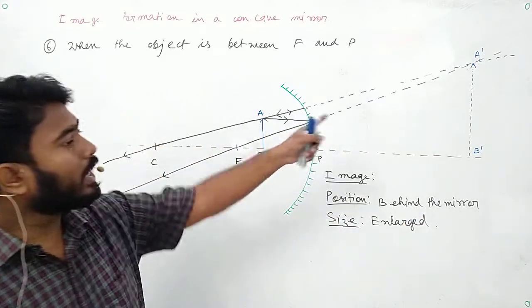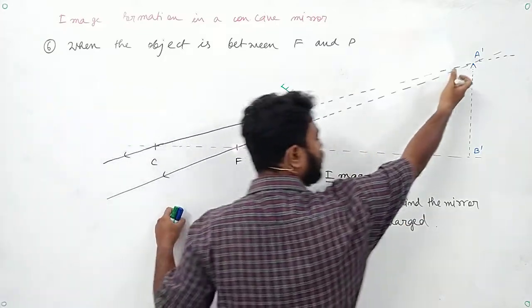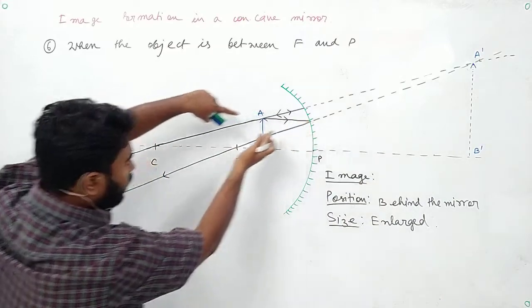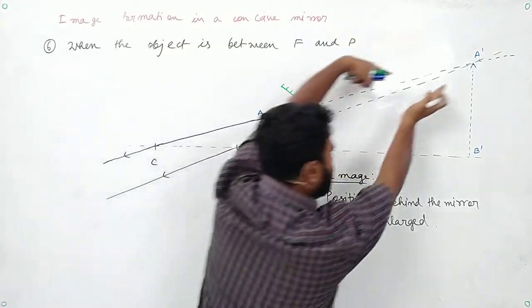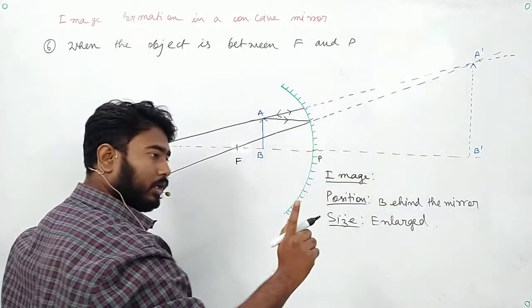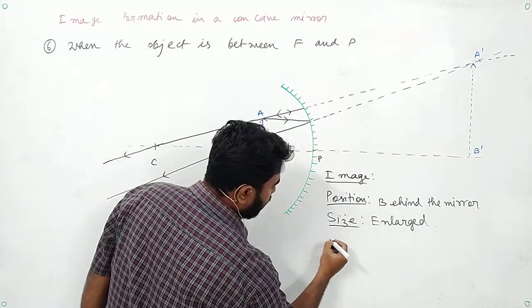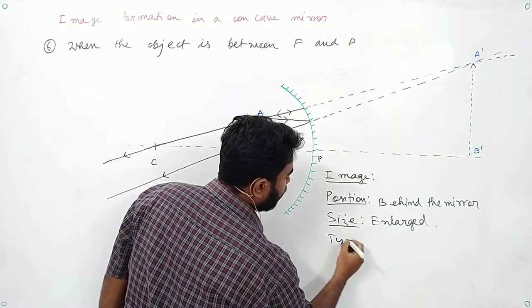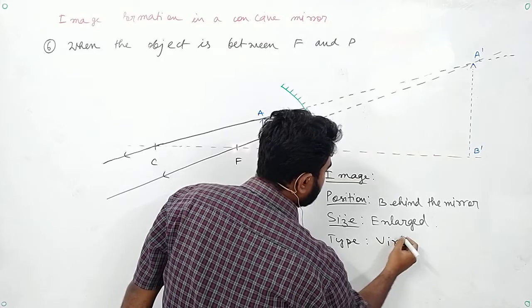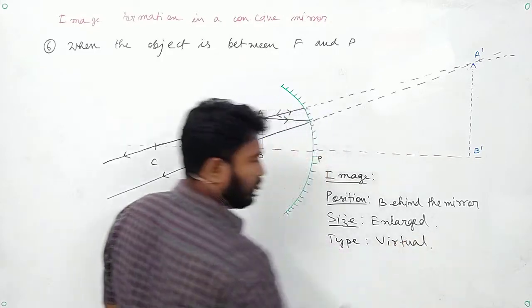Okay, what is the type of image? See, the rays didn't actually meet. The reflected portion, if we extend them backward, they met. That is, the type of image is virtual.